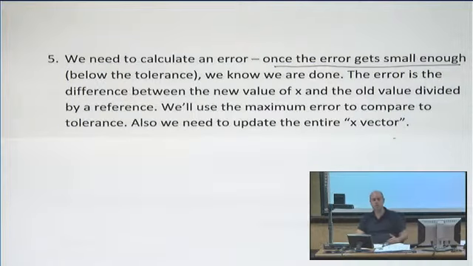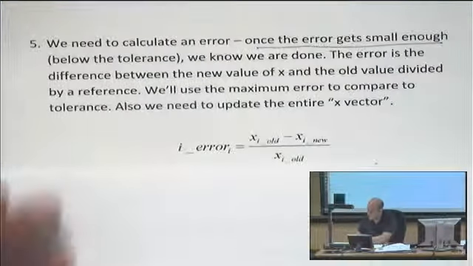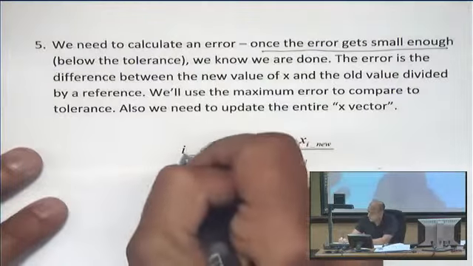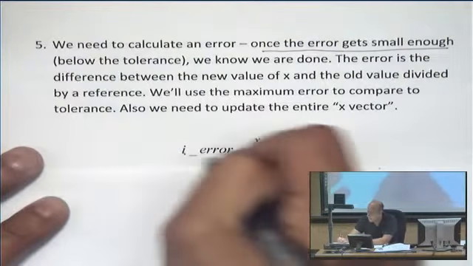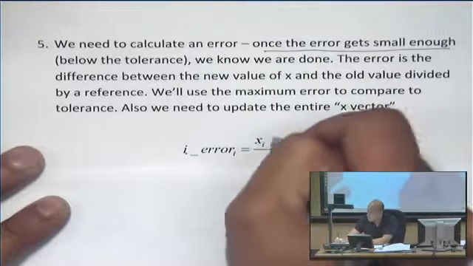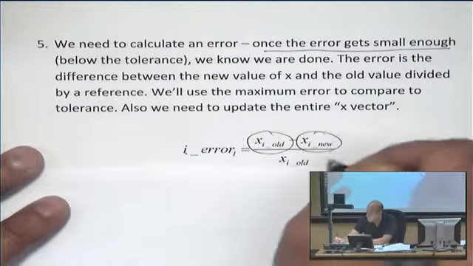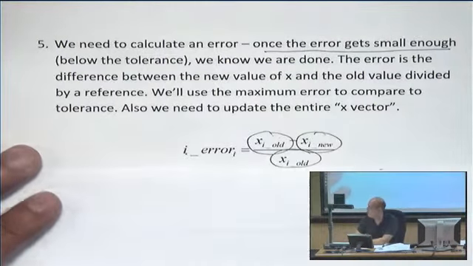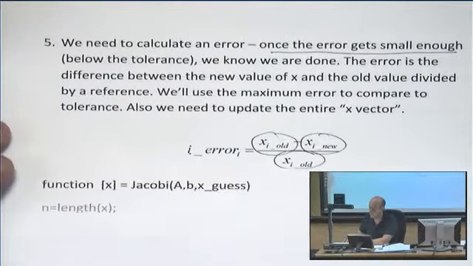But of course, there's an error associated with every x. You can have an error for x1, an error for x2, an error for x3, an error for x4, all the way to xn. So we'll do each one, and then we'll use the biggest one of all of them to figure that out. So I'm going to say the error for xi, I'm going to call it i_error, and it's just the new value of x minus the old value of x, divided by the old value. So it's like a relative error, right?